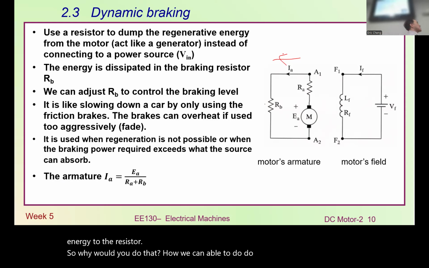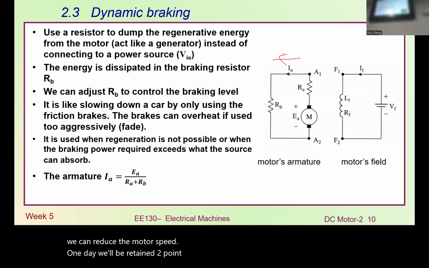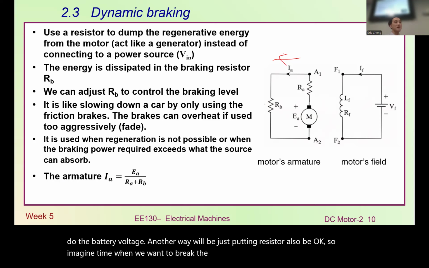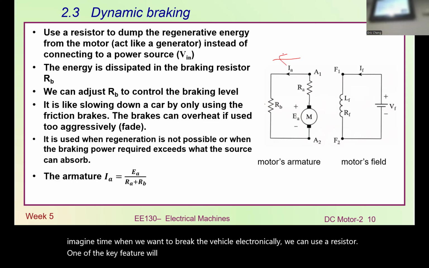There are two ways we can reduce the motor speed. One way is using 2.2 regenerative braking, like what we mentioned before, reducing the battery voltage. Another way is just putting in a resistor, which is also okay. Many times when we want to brake the vehicle electronically, we can use a resistor. You may ask, why don't I use the battery to do that? You can use either way.